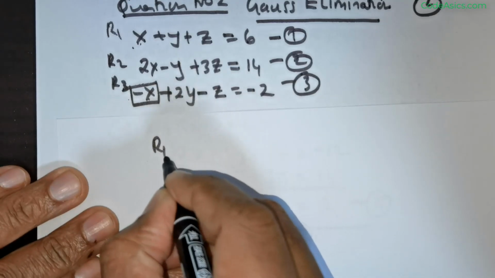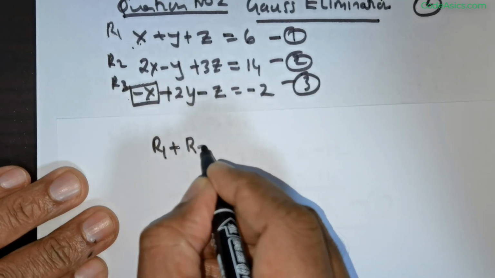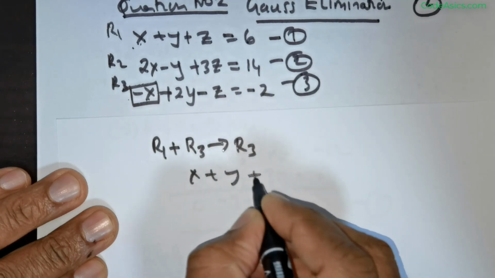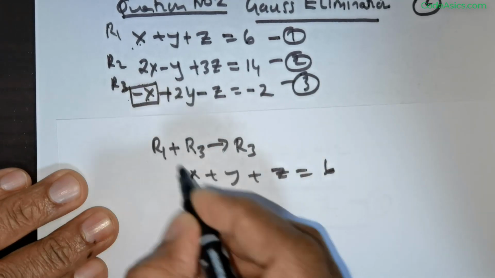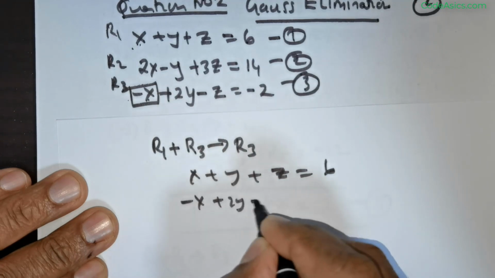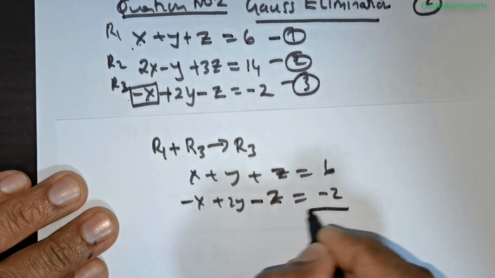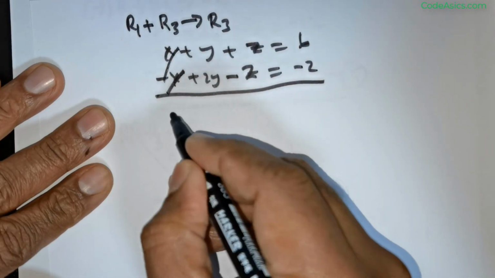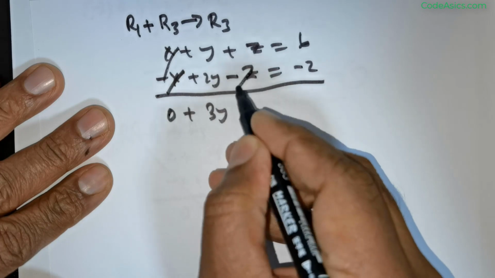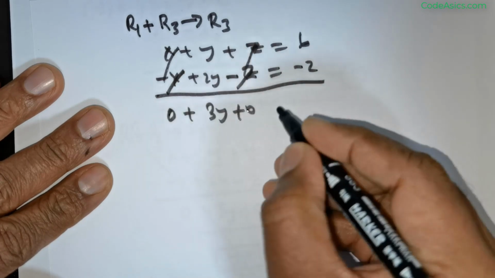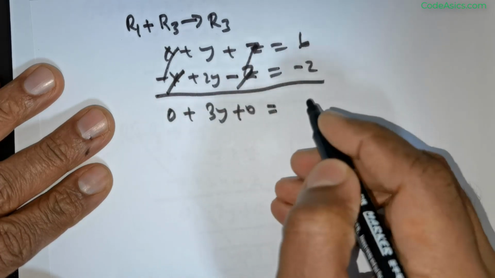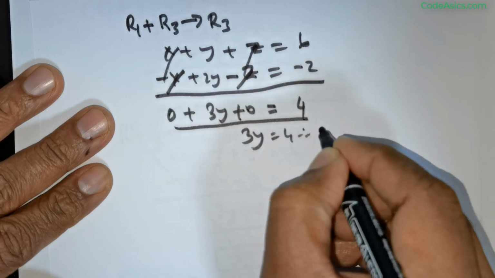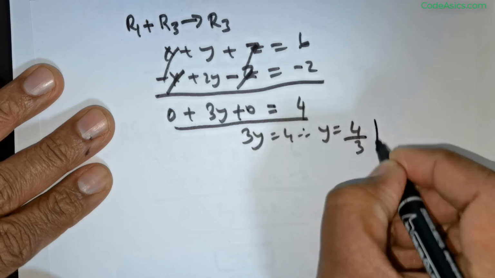So now all I need to do is add row 1 to row 3 to get the new row 3. So x plus y plus z is equal to 6, and negative x plus 2y minus z is equal to negative 2. When you add these two, the x goes off, so you get 0. The y terms give 3y. The z also goes off, so you get 0 equals 6 added with negative 2, which is 4. So you have 3y is equal to 4. Therefore y is equal to 4 over 3.